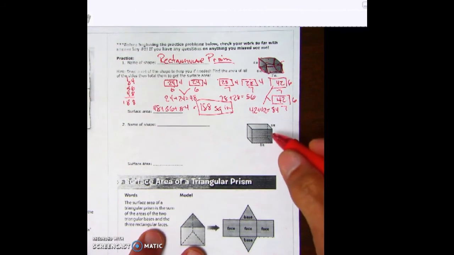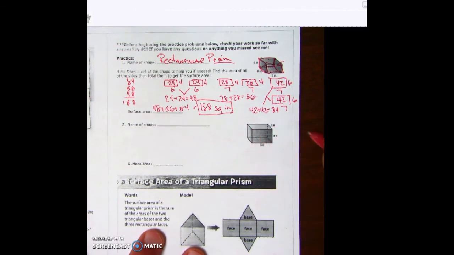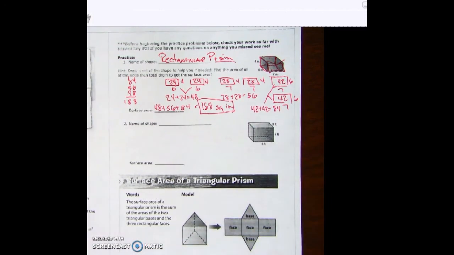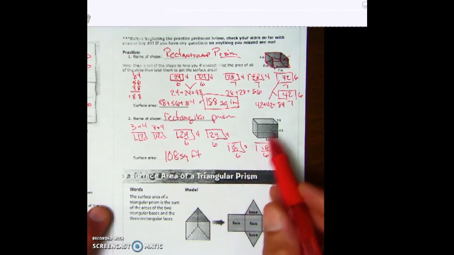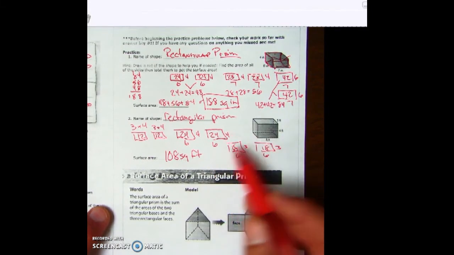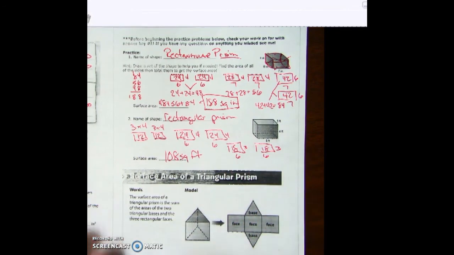Okay, I'm going to pause the video. You pause the video and you work out the surface area for this problem. When you click it, I will count down from 5 and reveal the answer. Okay, we're back in 5, 4, 3, 2, 1. Okay, here is the answer to the last problem. It is a rectangular prism and it has 108 square feet.